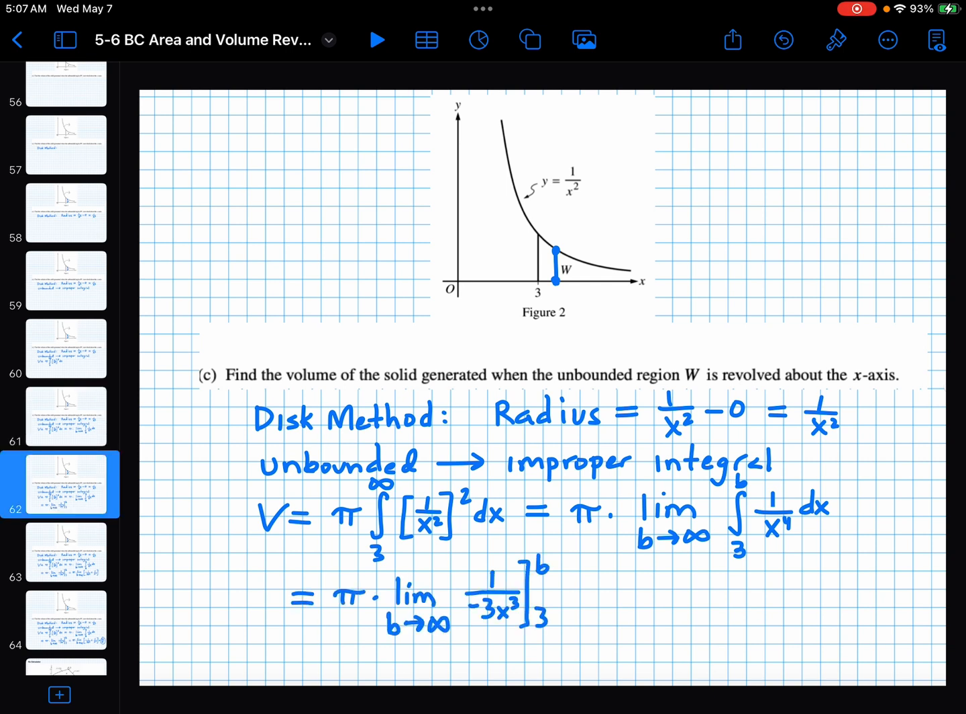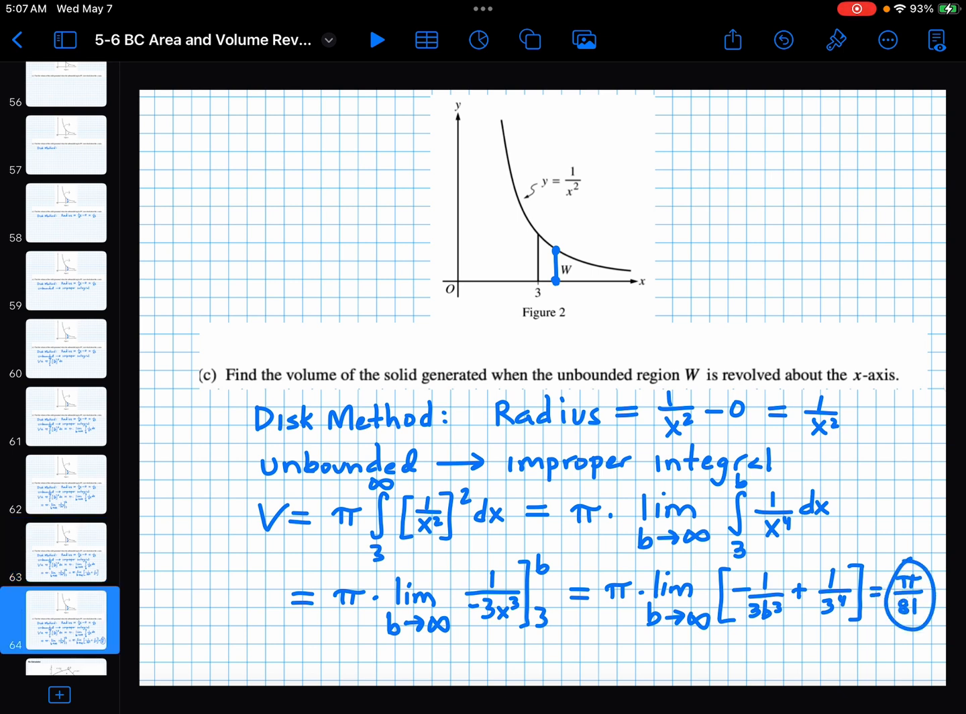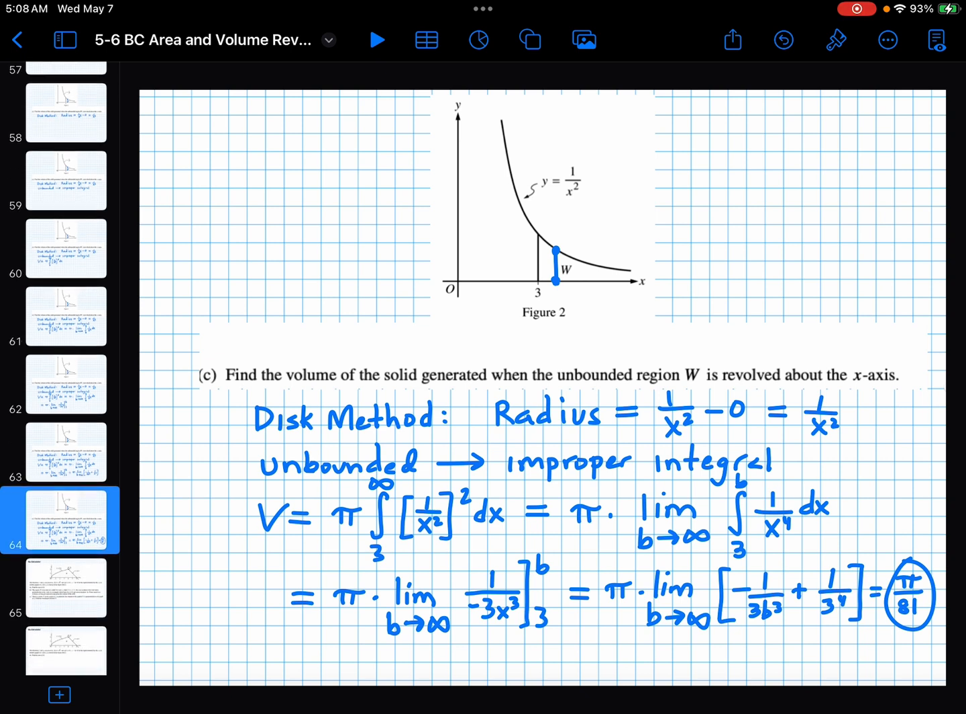All right, so now you anti-differentiate. 1 over x to the 4th is x to the negative 4th, and the antiderivative would give you that. You evaluate the limit of this at b and at 3. The term that has b in the denominator, as b approaches infinity, is going to go to 0. So you wind up with 1 over 3 to the 4th power times the pi in front of the whole thing. So you get pi over 81.